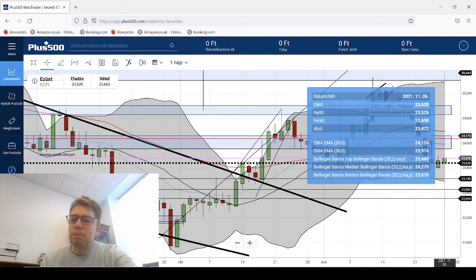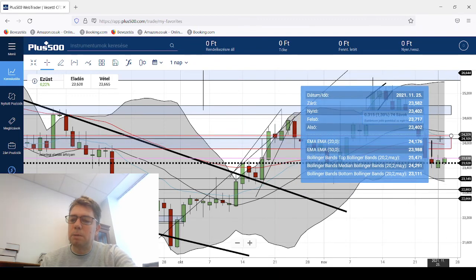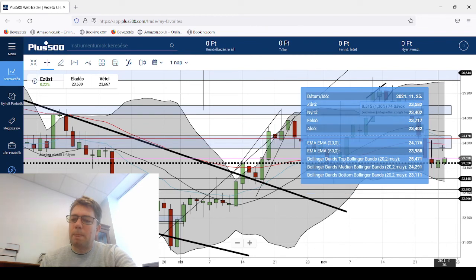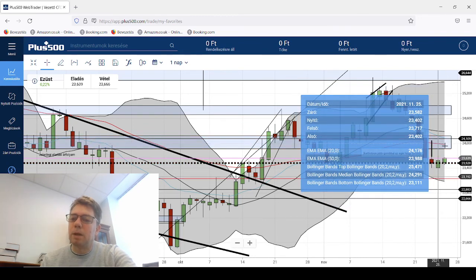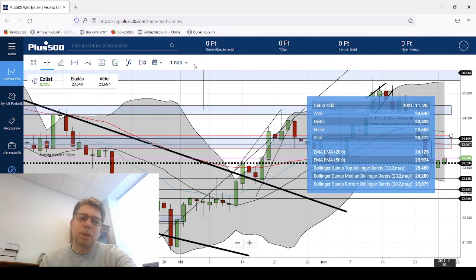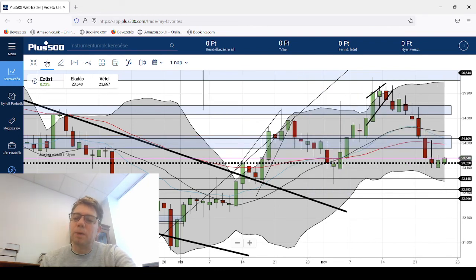We are still bullish on the daily. The 20-day EMA is above the 50-day EMA, but we need to get back there and get above there. So I think we are on our way there. So I would say that we are going to reach the $24 level. That's what I see on the daily chart.